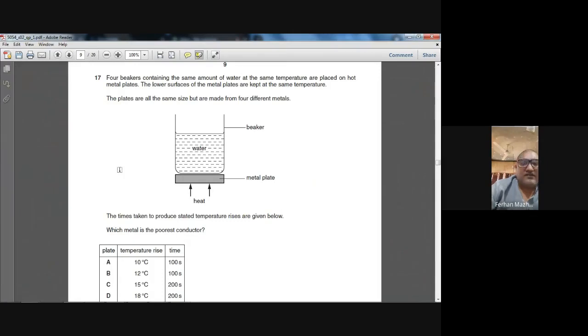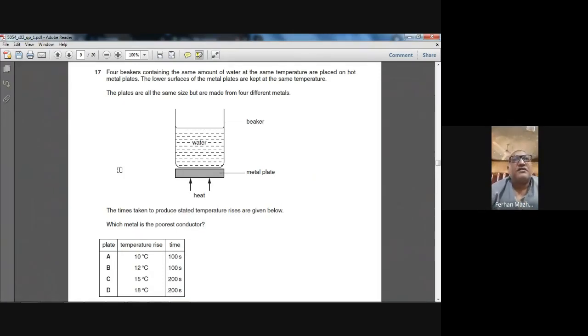Four beakers containing the same amount of water at the same temperature are placed on hot metal plates. The lower surfaces of the metal plates are kept at the same temperature. The plates are all the same size but are made of four different metals. The time taken to produce stated temperature rises are given below. Which metal is the poorest conductor? The metal which will take the longest time.